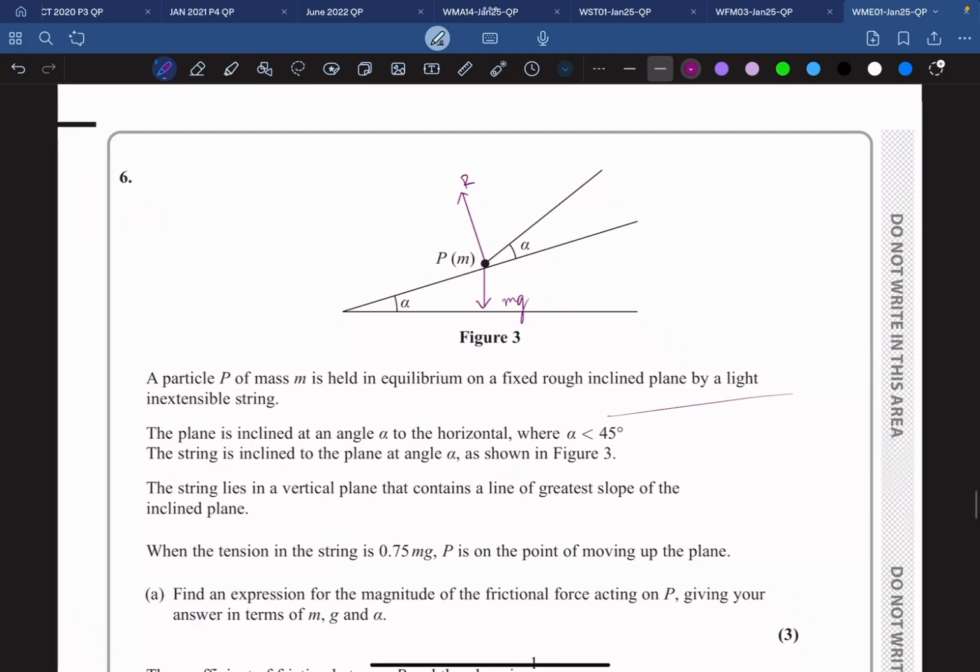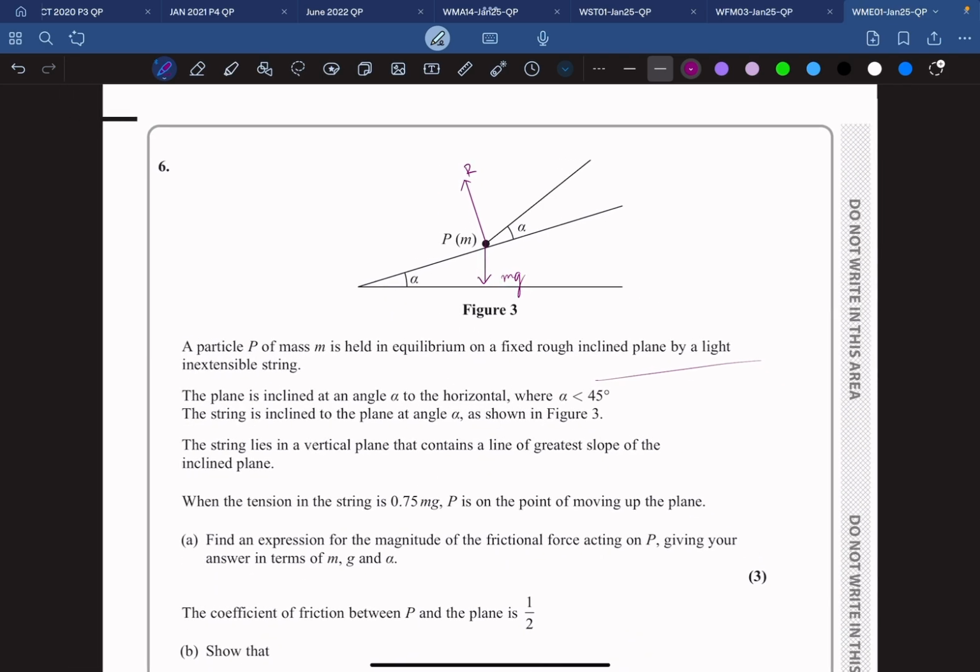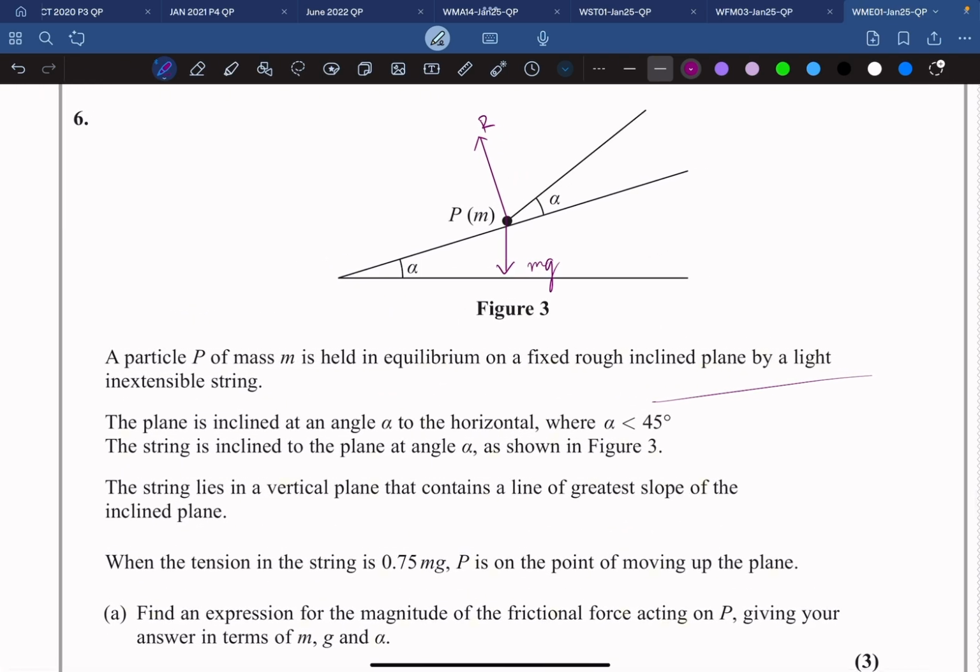We have mg right here, and it is held in equilibrium, and then the plane is inclined at an angle of alpha. Alpha is less than 45. The string is inclined. Okay, this is a string. That's interesting. And when the tension in the string is 0.75 mg, P is on the point of moving up the plane.